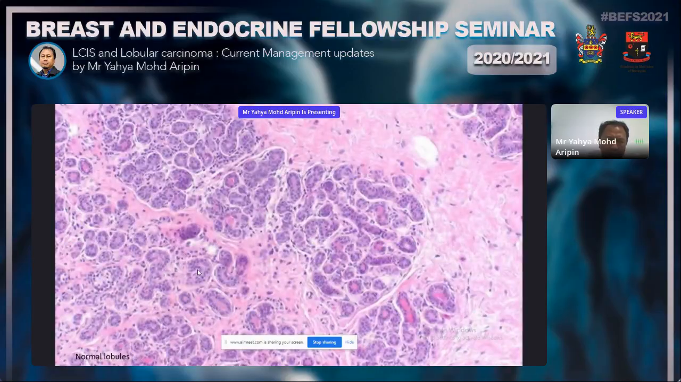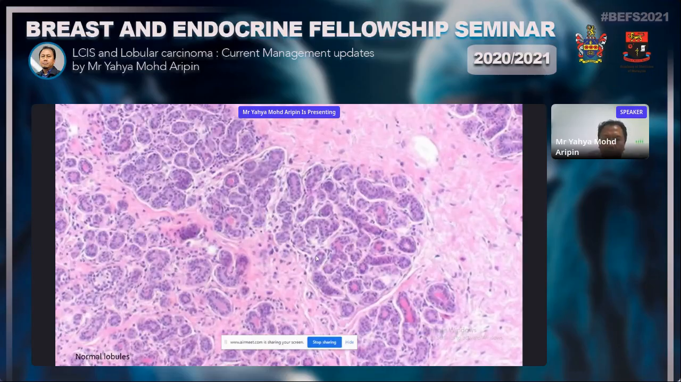If you look, this is normal breast tissue. This is a lobule. Can you see my cursor? This is a lobule, and this is a lobule. Inside this lobule, we can see acini. This is the acini, lined by cells, and at the center of the acini, you can see the lumen. This is the normal breast, normal lobule.